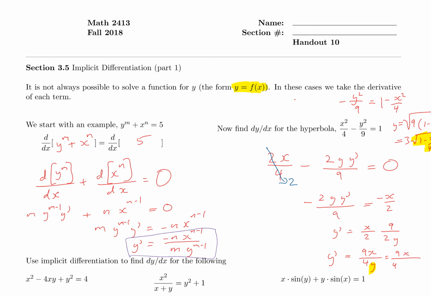So we have 4 times 3 times the square root of 1 minus x squared over 4. And so notice the 3 goes into the 9, and so we'll be left with a 3 up top. And so we can simply write y prime as 3x over 4 times the square root of 1 minus x squared over 4, and bring that all the way over. Alright, there we go, that's it.